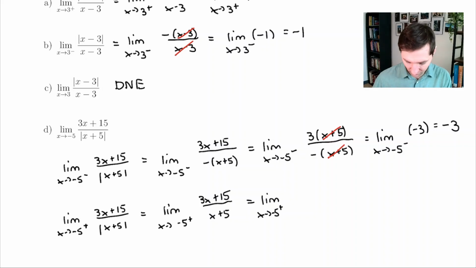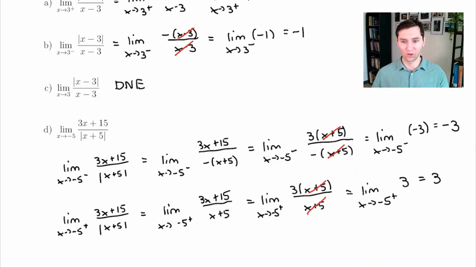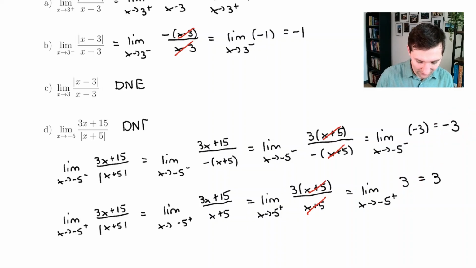I follow the same procedure as before. I factor the numerator, so I take 3 out of both terms. I see that x plus 5 now divides out, and we get the limit as x goes to negative 5 from the right of 3. This is a constant. The limit of a constant is always that constant. The limit from the left was negative 3, the limit from the right was 3, which says that the general limit does not exist.